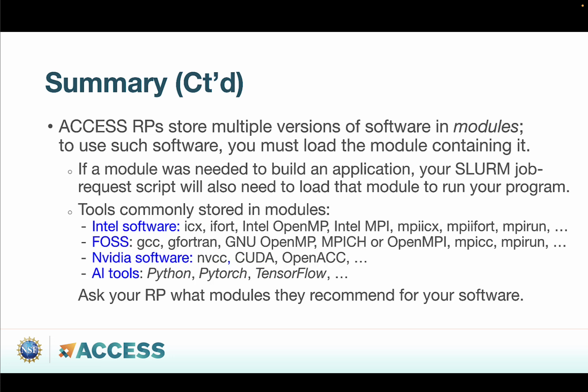On ACCESS resources, multi-version software is usually stored in modules. Such modules must be loaded before the software they contain can be used. Different RPs use different naming schemes for their modules, so ask your RP what modules they recommend for building and running your software. If a module was needed to build your software, it will also be needed to run your software. So your SLURM job request script should load that module.